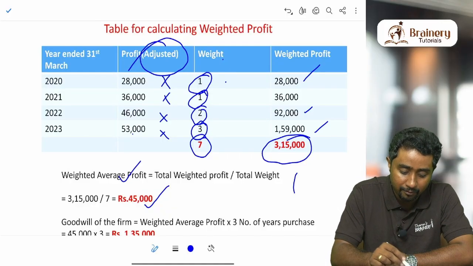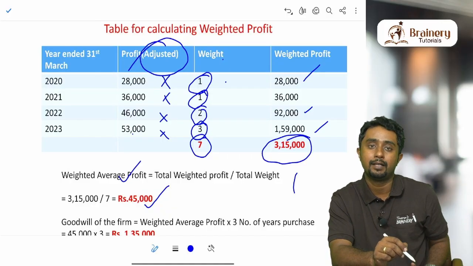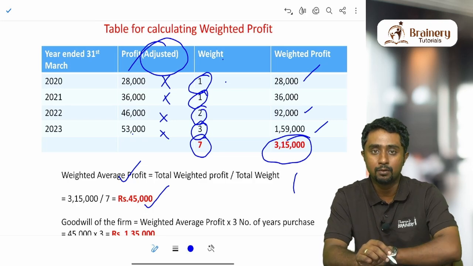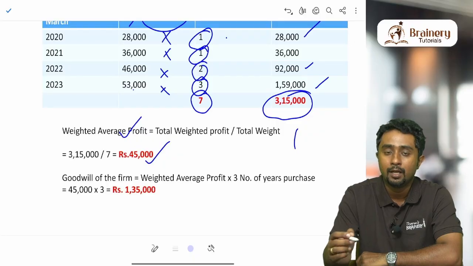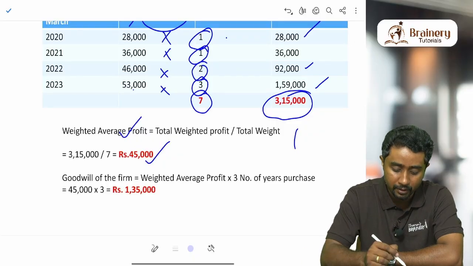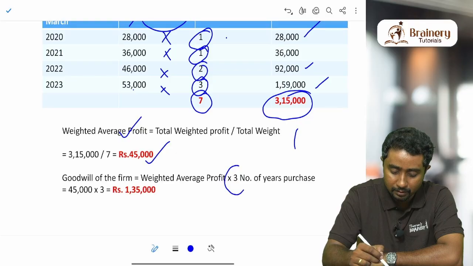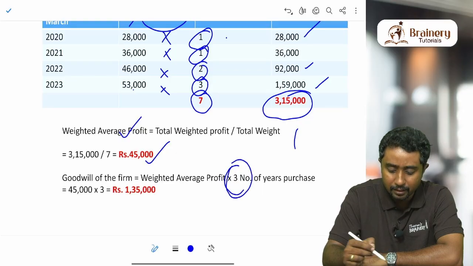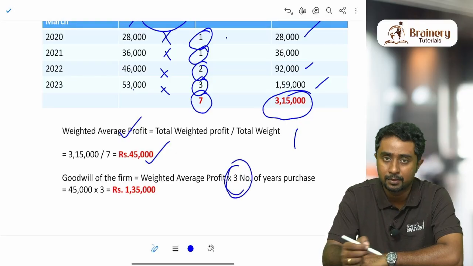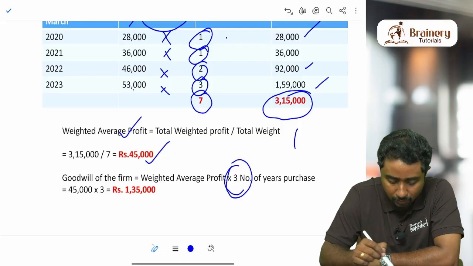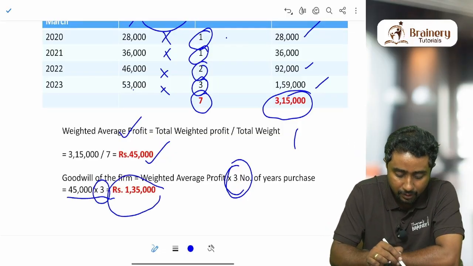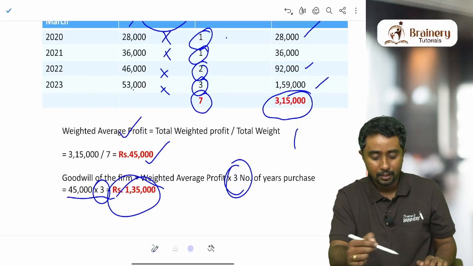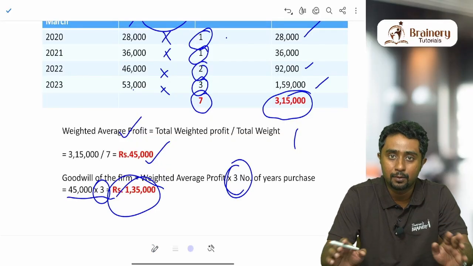What is this? Weighted average profit. The question is not to calculate weighted average profit. The question is to calculate the goodwill of the firm. So how to calculate goodwill of the firm? You are already aware of the formula: weighted average profit into number of years purchase. What is the number of years purchase given in the question? 3 years of purchase. So 45,000 into 3 gives you 1,35,000. Hope that made the concept clear.